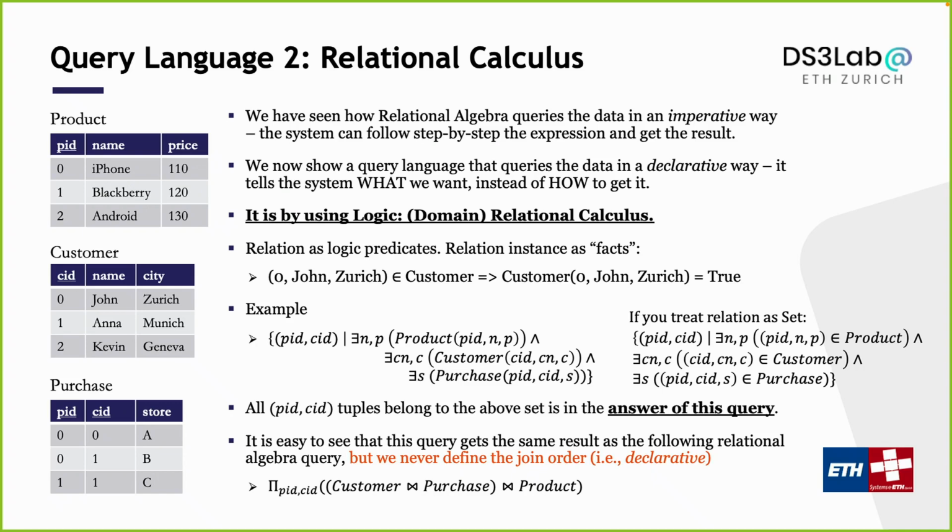But the difference is, if you look at the logical formula and compare that with the relational algebra expression, in the relational algebra expression we cannot specify how to do the join. You need to join customer with purchase first, and then join that with product. I give you the join order. This is what I want.